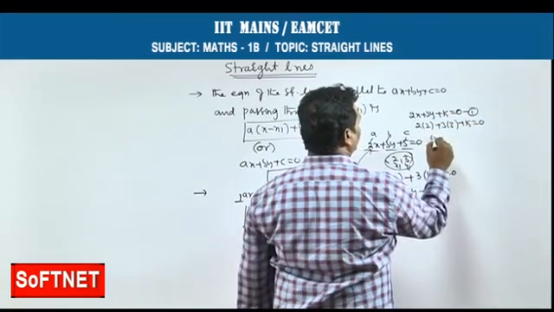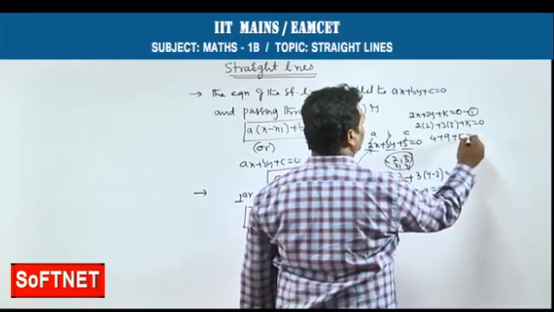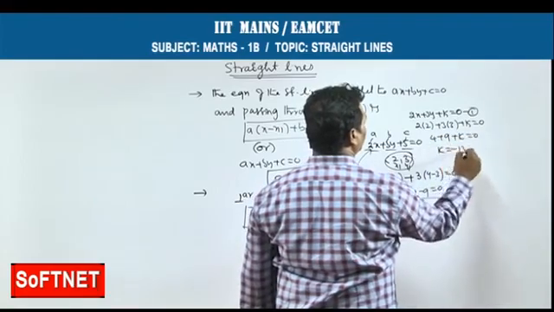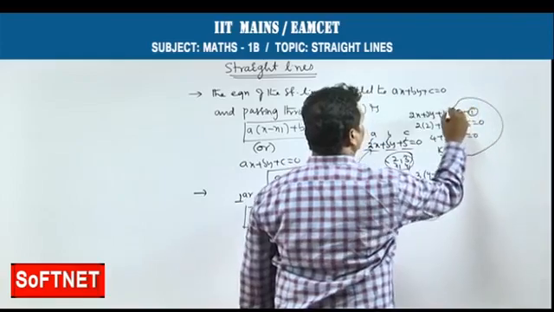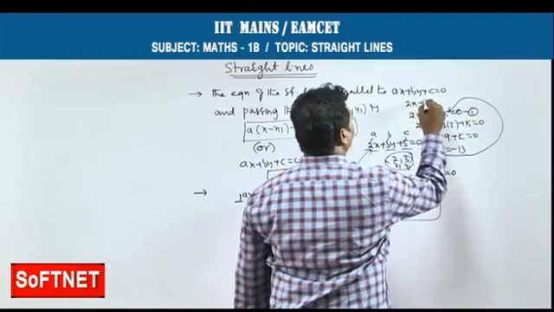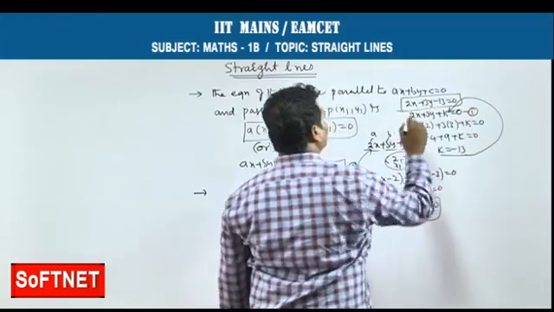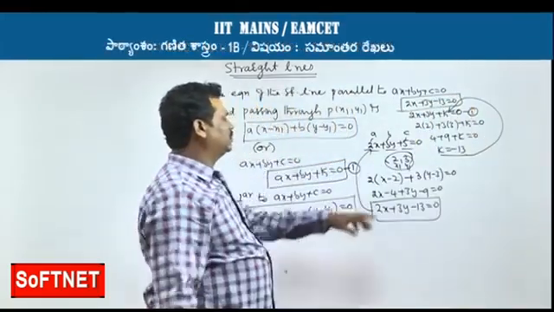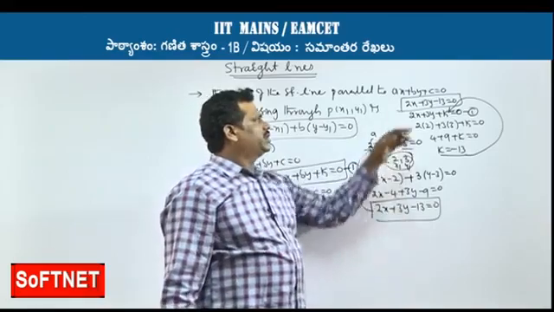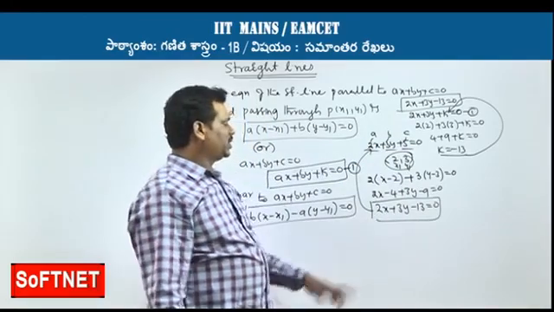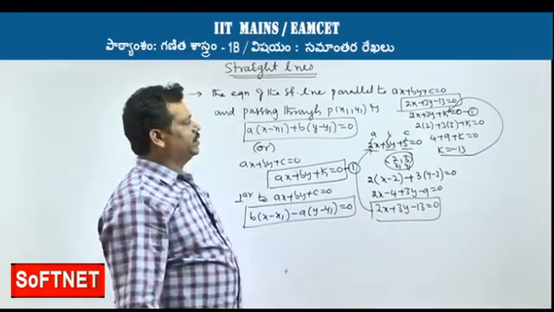So here 4 plus 9 plus k equal to 0. Here k is equal to what? Minus 13. Substituting k in this equation, we get 2x plus 3y minus 13 equal to 0. Both are same: 2x plus 3y minus 13 equal to 0 and 2x plus 3y minus 13 equal to 0.